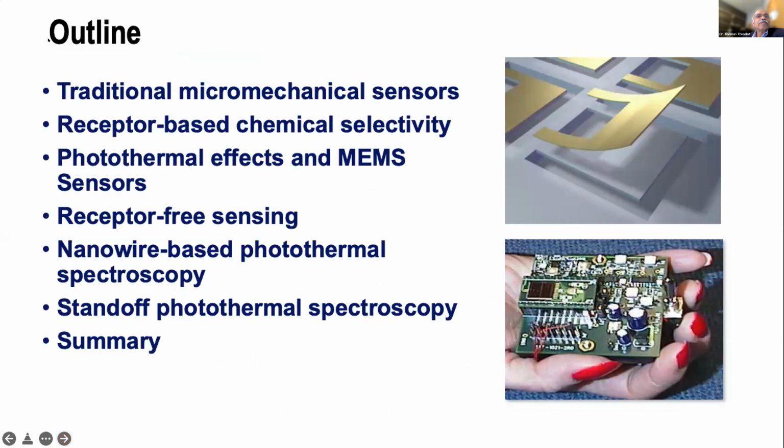The outline for the talk: I'm going to talk about traditional MEMS sensors, cantilever based. Then I go to receptor-based type sensing, chemical sensing and biosensing, and then introduce the concept of photothermal effects in MEMS. Then go to receptor-free sensing, and then go into a couple of different developments that we can pursue after this, including the standoff photothermal spectroscopy.